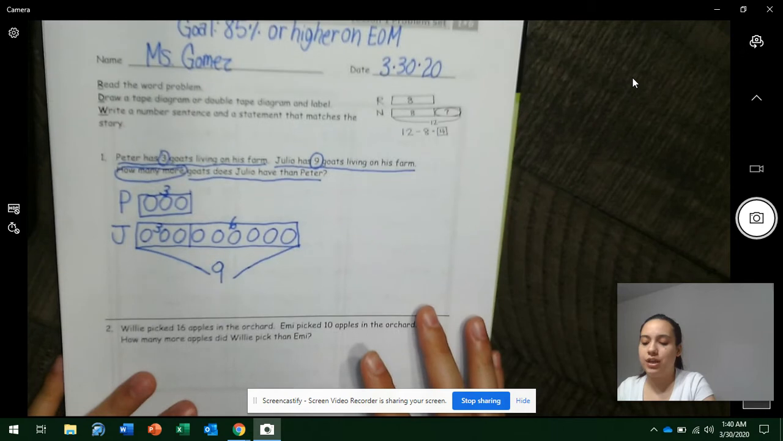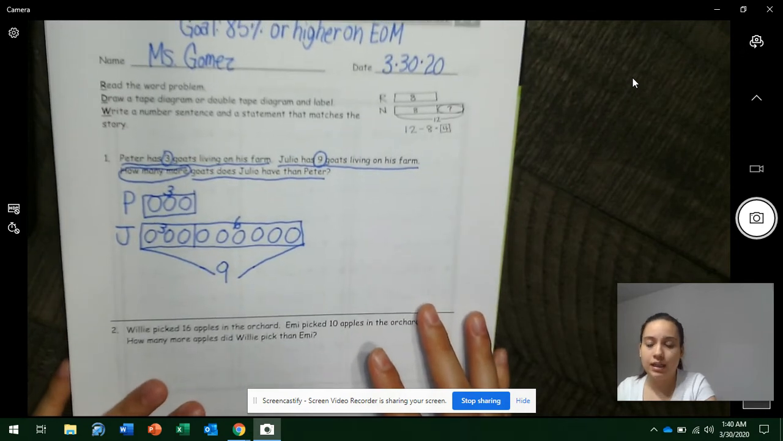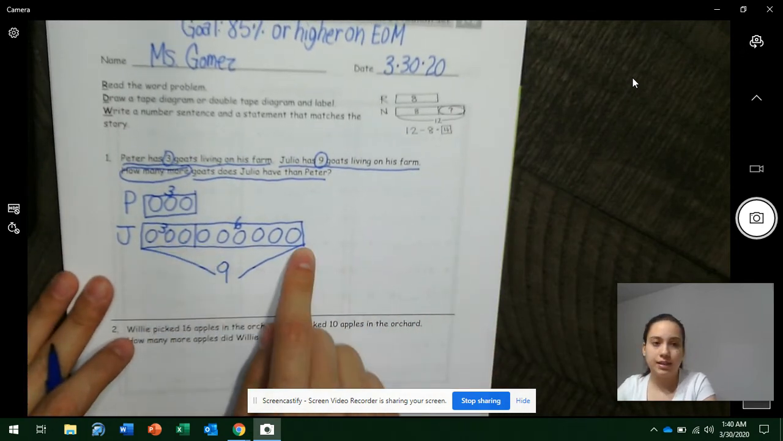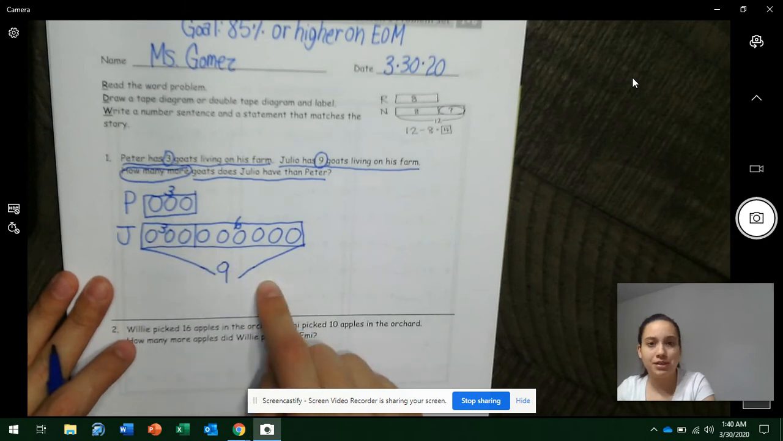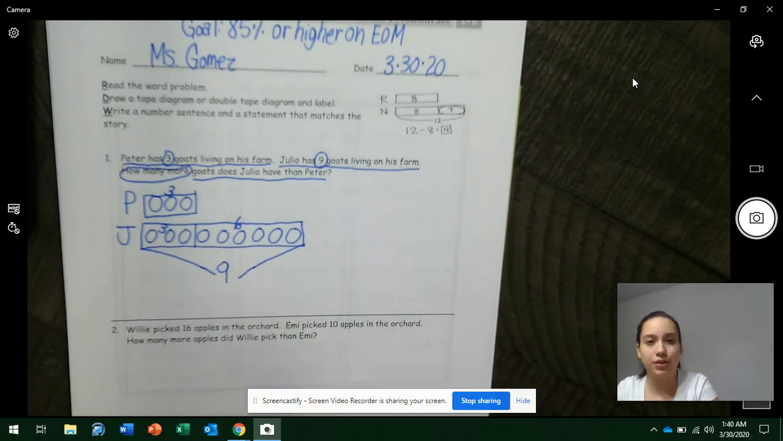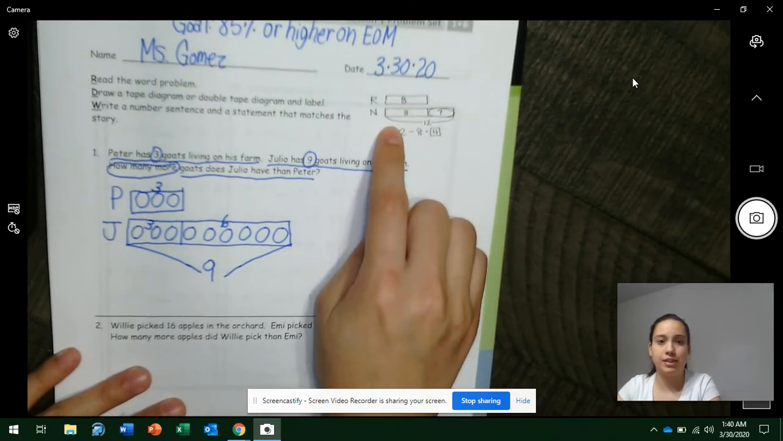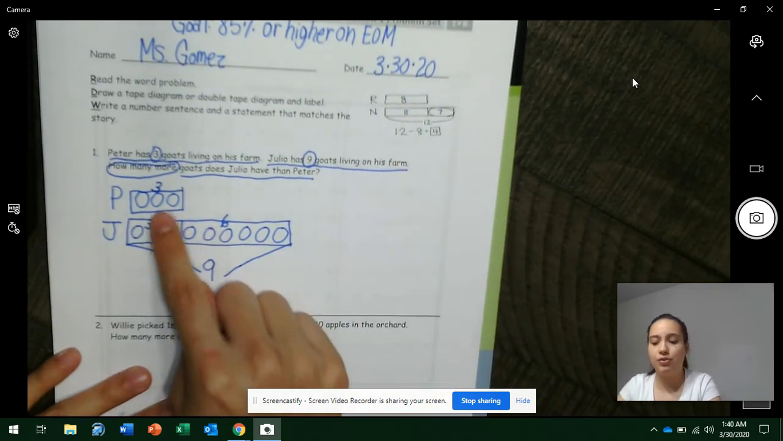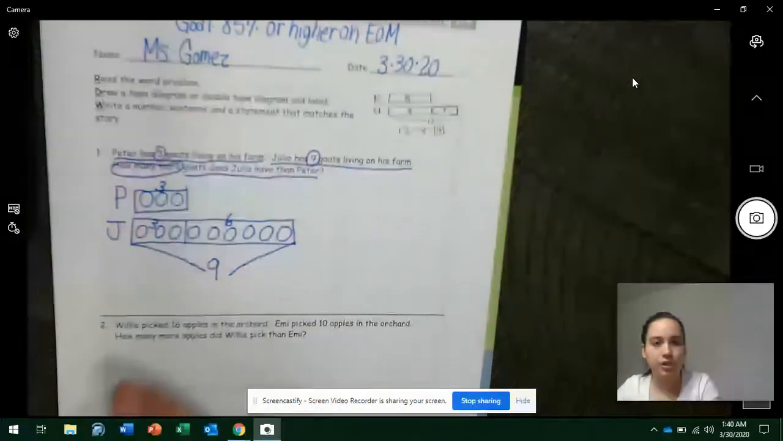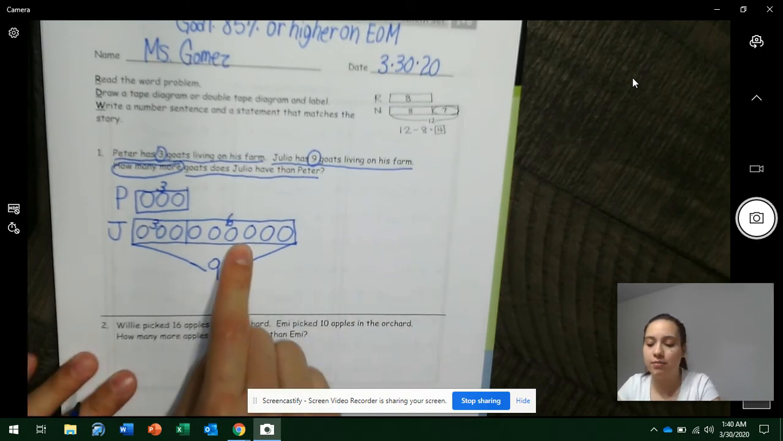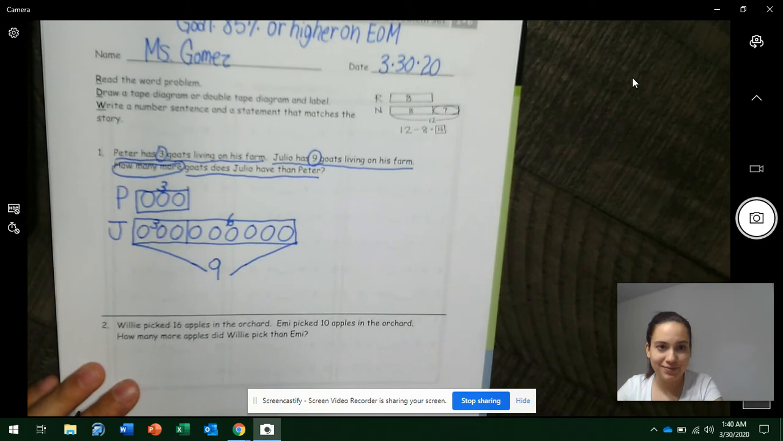Now, boys and girls, if you do not need your drawings anymore and you can just do it with your numbers, then that is awesome. You are also encouraged to draw your tape diagrams with just numbers like in the example. But if you need your drawings, there's no shame in that. You can still draw them and write your numbers inside.